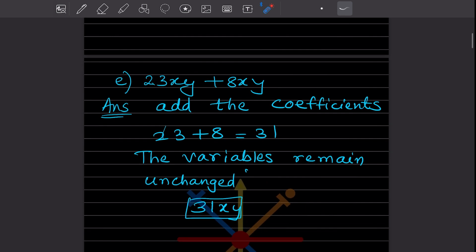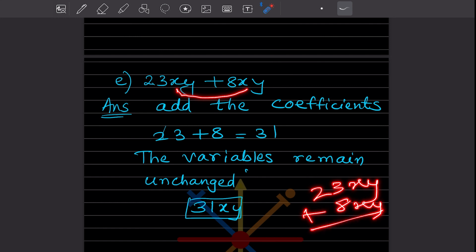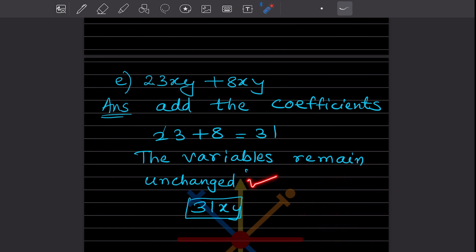Now this is very important. Now can you see here? This is addition. So what I do, you are going to add the coefficients. So 23 plus 8, 31. But now here, look at the variables. When you write here 23xy plus 8xy, this will be 31, but the variables remain the same. So variables remain unchanged, we can say. This is very important. So you have to just write xy. Whether it is plus or minus, both are the same. The variables remain unchanged. Okay.